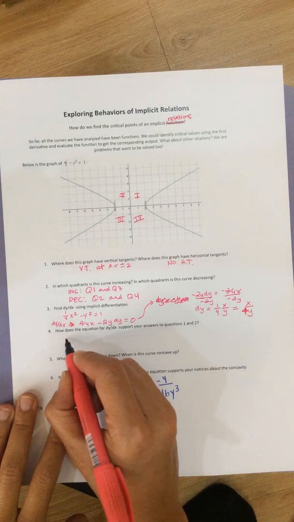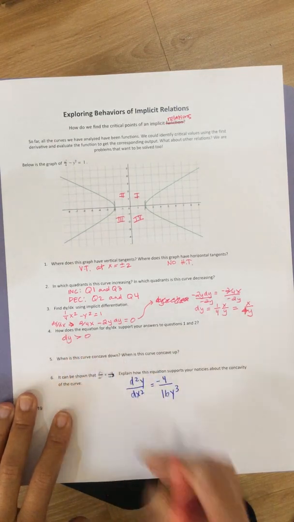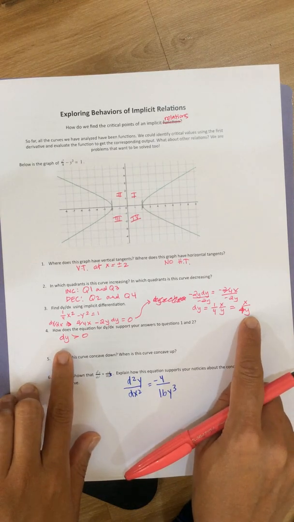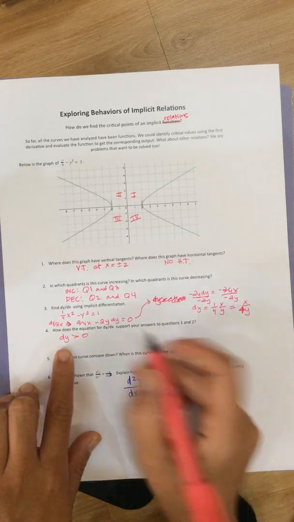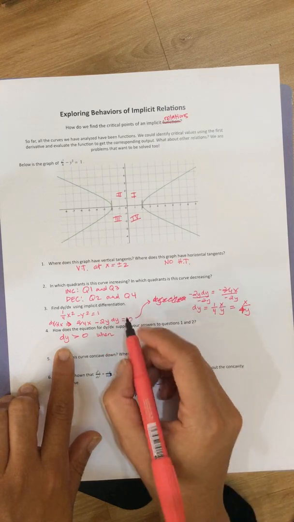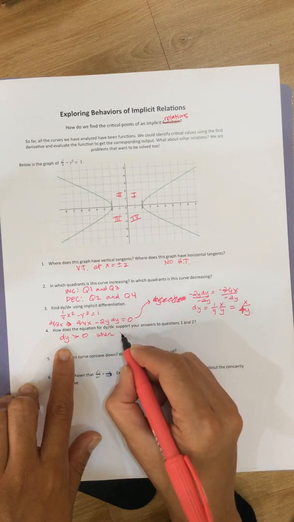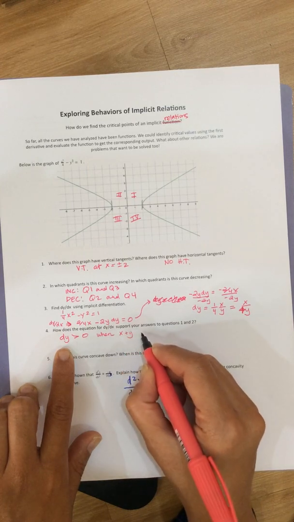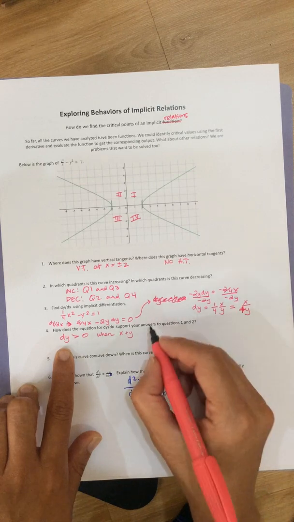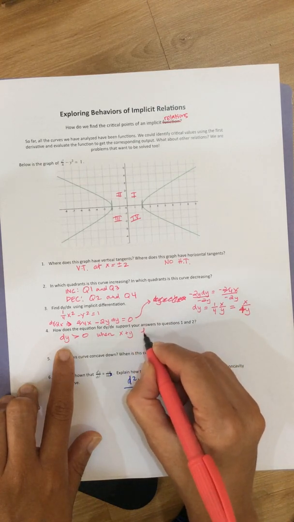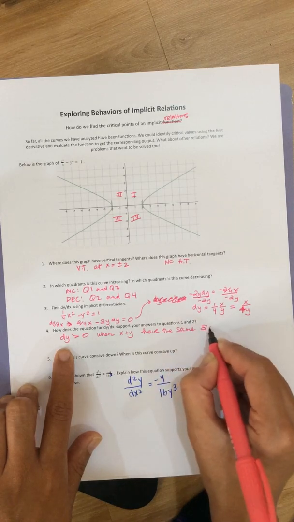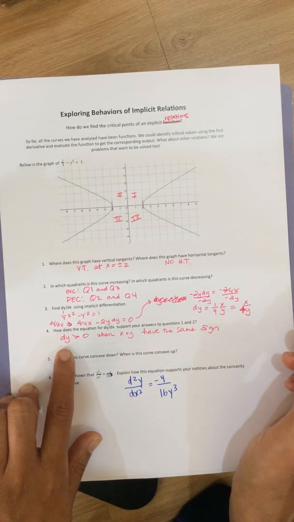So let's look at this. When is dy/dx greater than 0? When is this thing greater than 0? It's greater than 0 when x and y have the same sign, when they are both negative or both positive. If they're both negative or both positive, you end up with a positive dy/dx. So in what quadrants do x and y have the same sign?